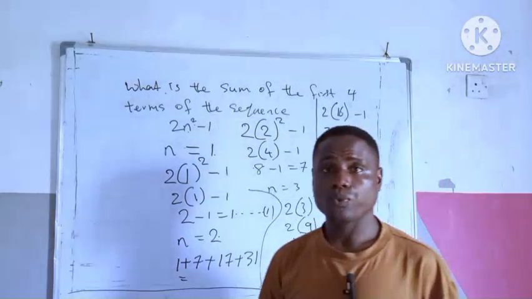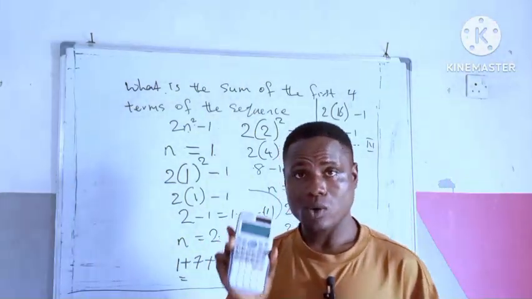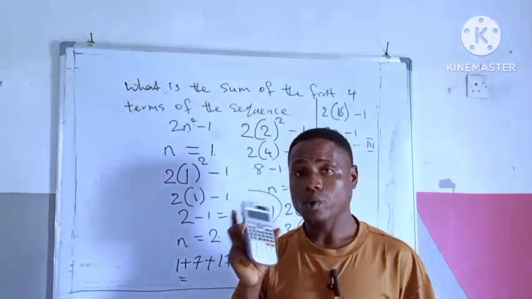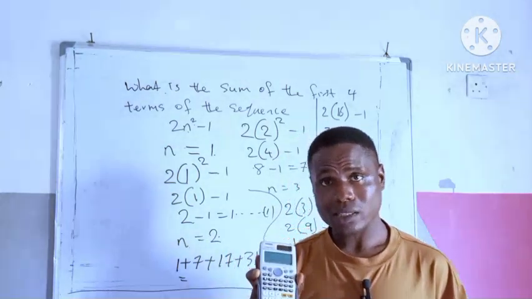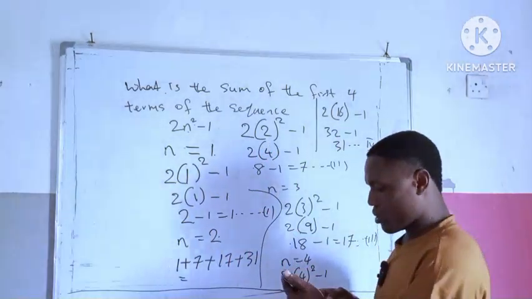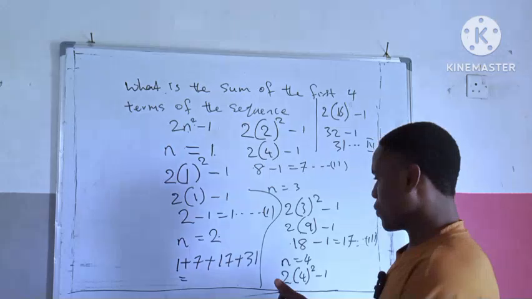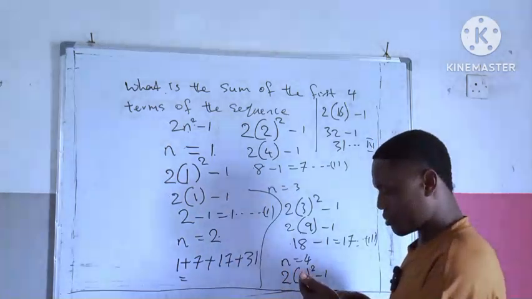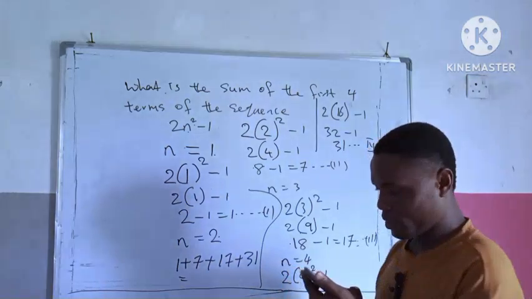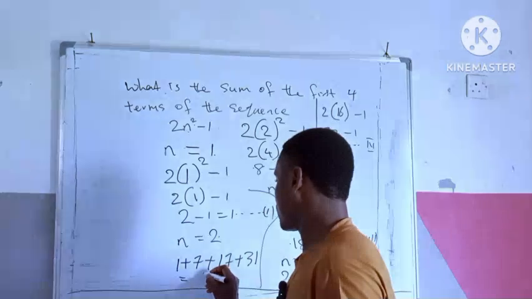Now in the exam, you'll be allowed to enter with a calculator. So make sure when you are going for the exam, go with a calculator. So let's add everything together. That is 1 plus 7, 8, plus 17, plus 31. So the final answer is 56.